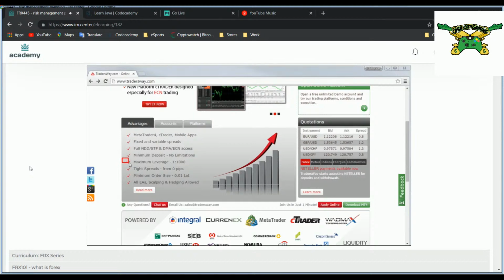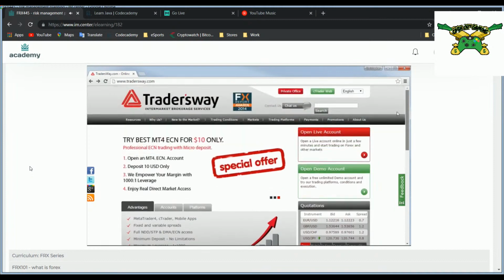So when newer traders look at this, they think, wow, I can get 1 to 1,000 ratio. That means my $1,000 times 1,000 is $1 million. So for $1,000, I could leverage $1 million. And that's true. You physically have it here. They give you the leverage. You can physically do that. Minimum deposit, there's no limits. They got great spreads.